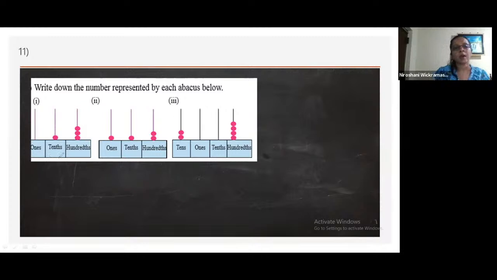Then here 1, 10s and hundreds. So what is the decimal then? Ones place nothing there, 0.13. Ones place 1 point, 10th place 1, 100 place 2. Tens place 2, ones place 0, 10th place 0, 1, 2, 3, 4. 20.04.